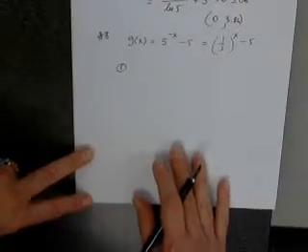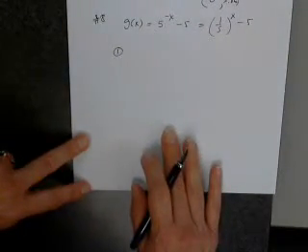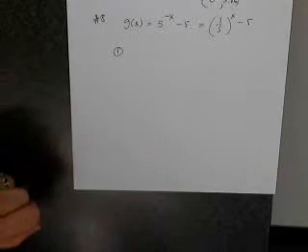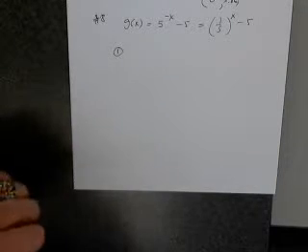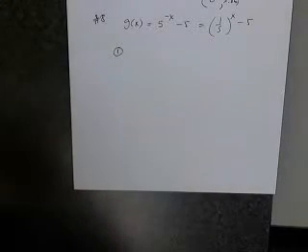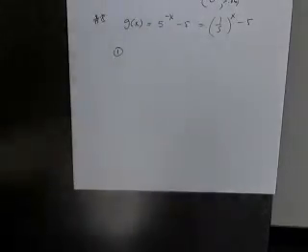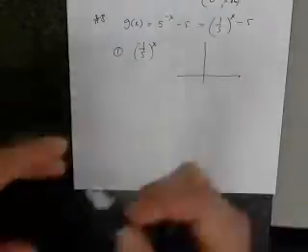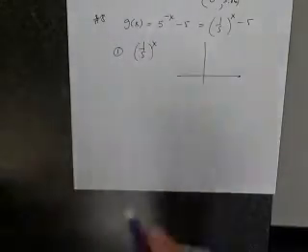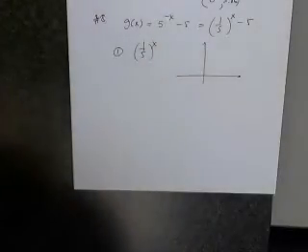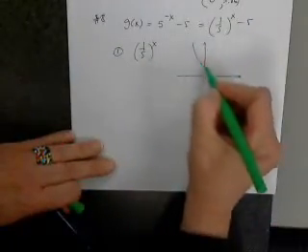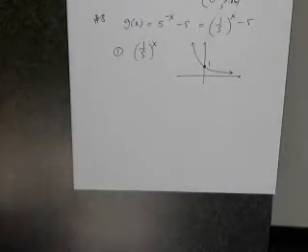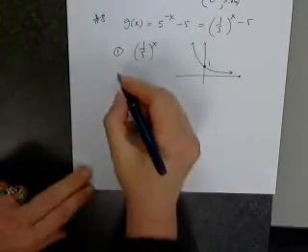Base function here. Say it again. 1/5 to the x. Yes, very good. Is it decreasing on all its domain or increasing on all its domain? Decreasing, right? Because the base is less than 1. And it crosses at 1. Of course, 0, 1.